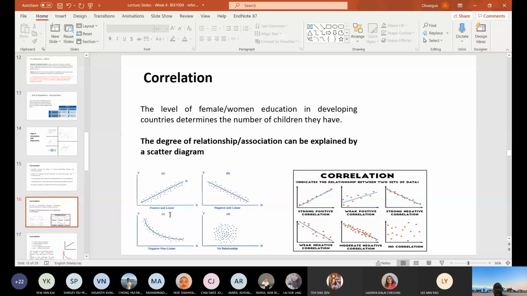Now, then, another one is, we talk about the level of female education in developing countries determining the number of children they have. For example, in some countries, the more the females are educated, the fewer the number of children they have. Is it possible?